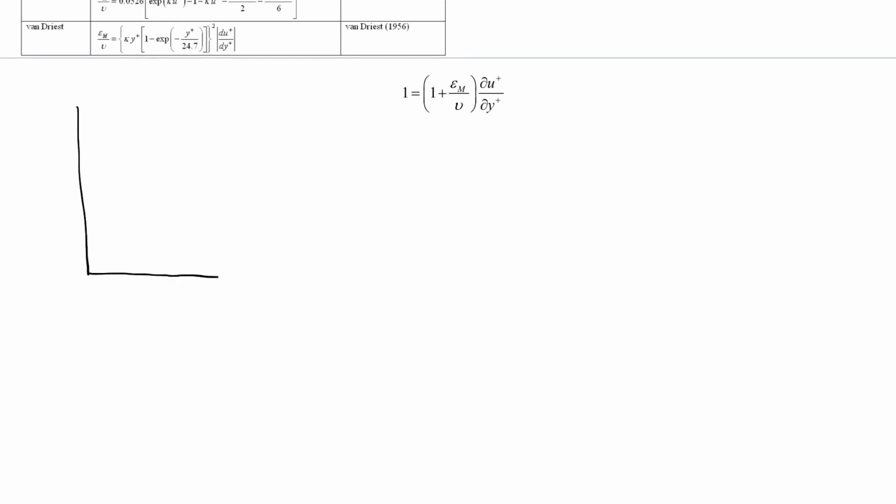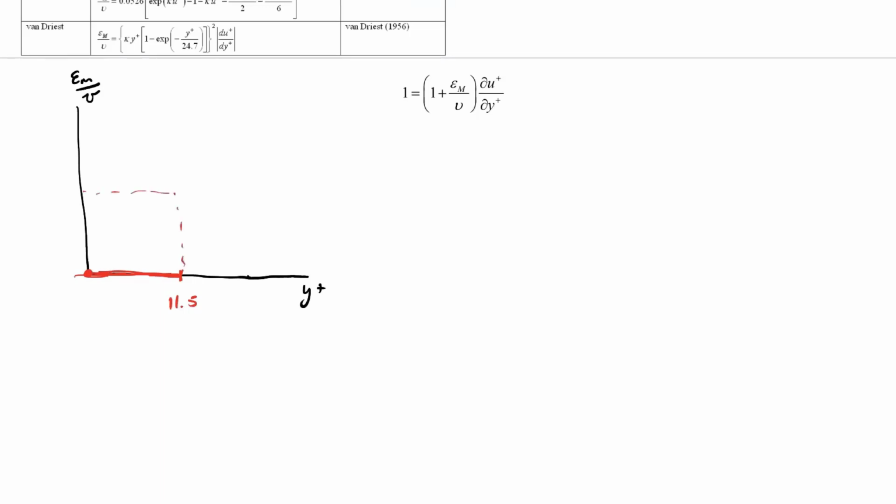just to give us a clear picture, we would have on this axis, let's plot epsilon m divided by nu, and then on this axis, let's plot as a function of y plus. So as I move out from the surface, on the horizontal axis, I'm moving away from the surface vertically. We would see, I'll draw it in red, starting off, we have 0. From 0 to y plus equal to 11.5, epsilon m over nu is 0.